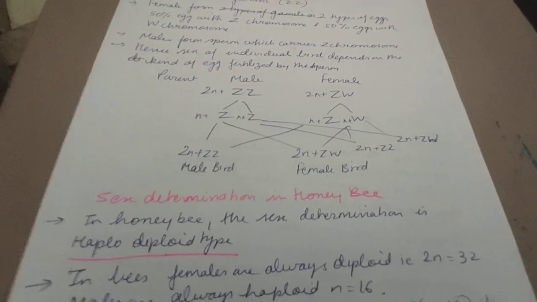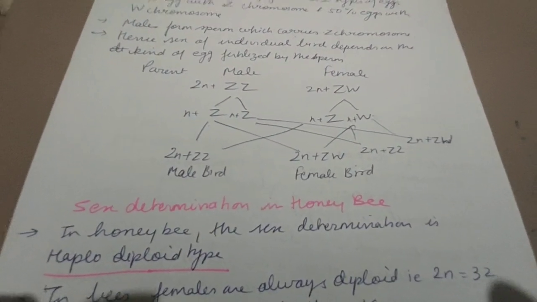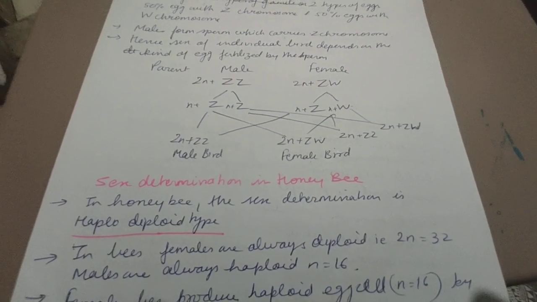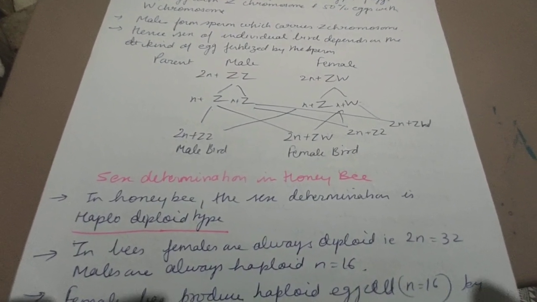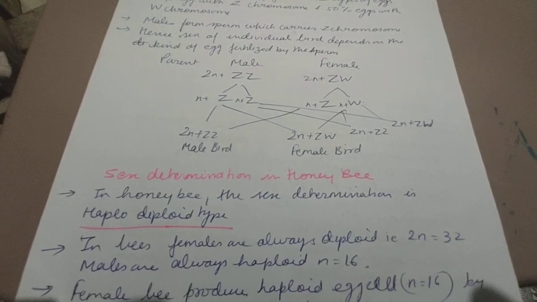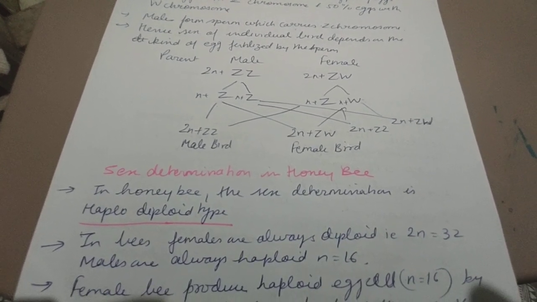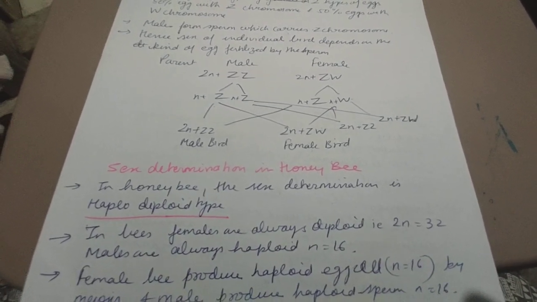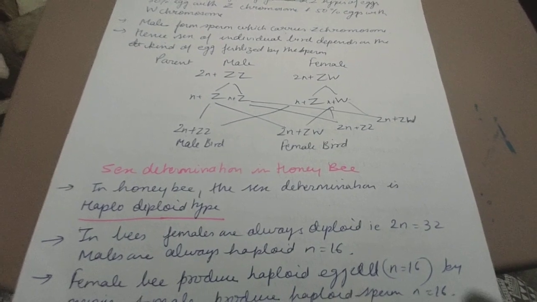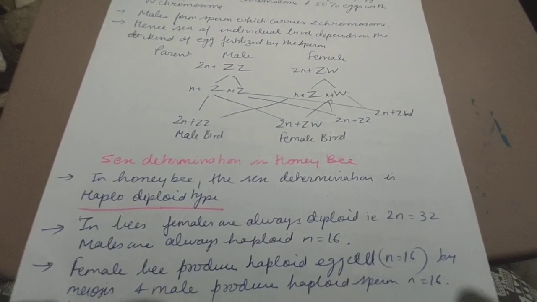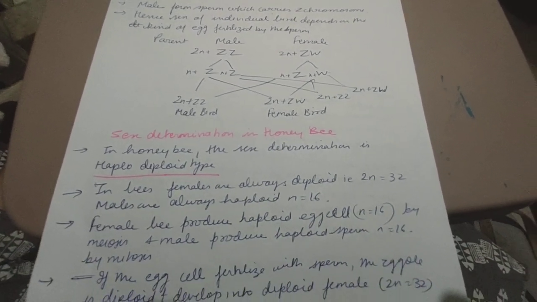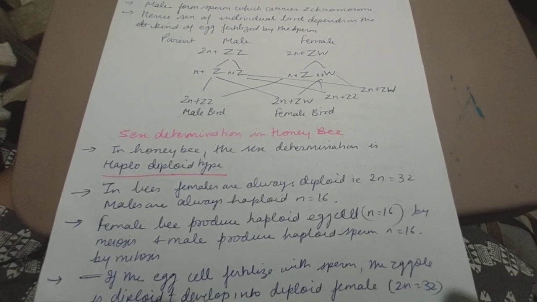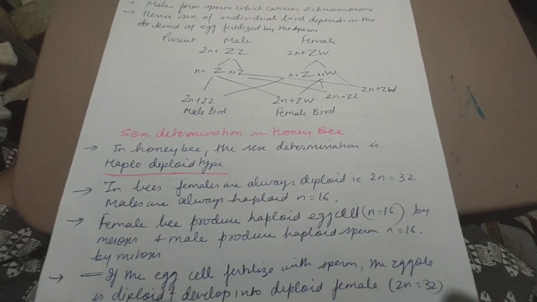Now we will start with sex determination in honeybee. In honeybee, sex determination is haplodiploid type. What is haplodiploid type? The female is diploid and the male is haploid. In bees, females are always diploid, that is 2n equals 32, and males are always haploid, that is n equals 16. The female bee produces haploid egg cells, n equals 16, by meiosis, and the male produces haploid sperm, n equals 16, by mitosis.